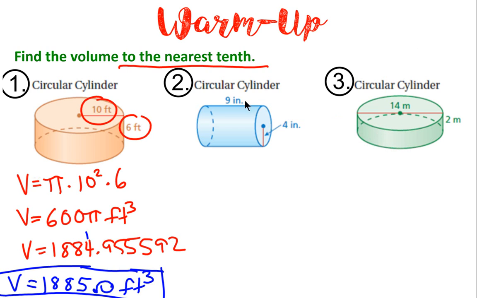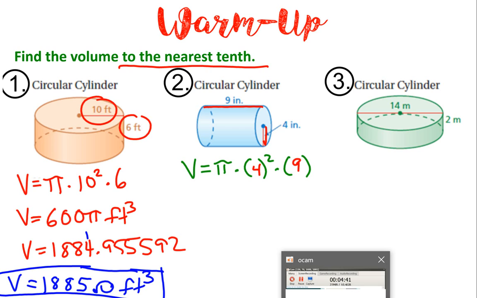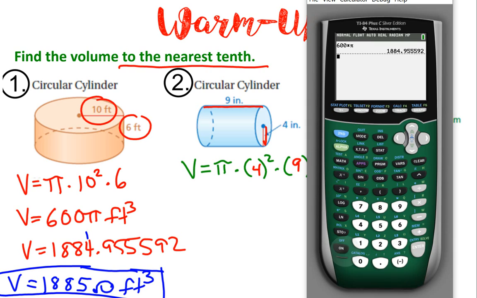Let's take a look at question number 2, the blue cylinder in the middle. So again, we use our volume formula by removing the letter R and removing the letter H and filling in the appropriate values. So for us, the radius, which is halfway across the circle, is 4. And the height, which is the distance from circle to circle, is 9. So again, I'm going to use my calculator here, and I'm going to multiply 4 squared times 9, which is 144.